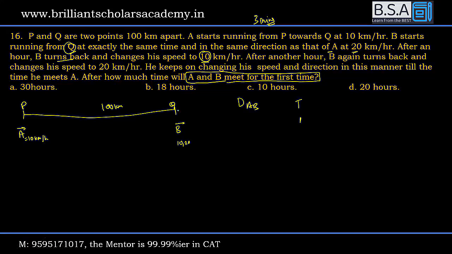This person will travel 20 kilometers to the right side, and this person will travel 10 kilometers. Look, if I don't count this 10, from P this becomes 120 kilometers. And if I count this 10, the gap becomes 110. Whenever B goes to the right side, please listen, the gap will increase by 10.